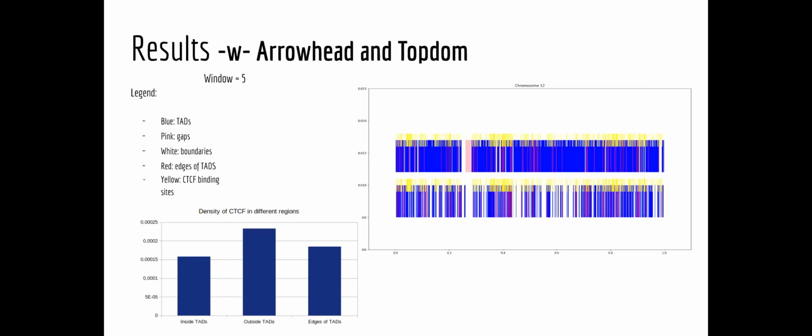So what we can see first is that the CTCF binding sites are on the TADs as well, and not only on the boundaries. So to conclude, one of the limits is that we are not sure of the relevance of our methods because, as you can see on the density diagram, we do not observe more CTCF binding sites at edges than inside or outside TADs. So thanks for your attention.